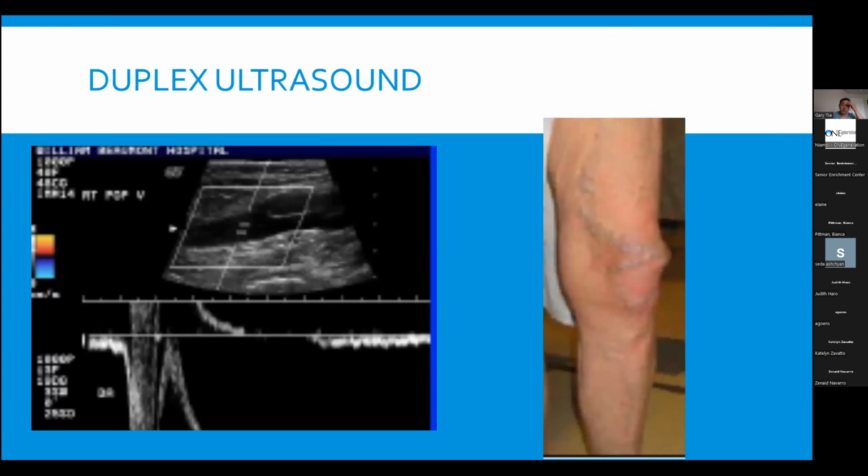Again, we make the diagnosis with ultrasound. We look at how long the reflux time is, and we look at the diameter of the veins. Those clue us into venous reflux as the cause of symptoms of heaviness, itching, aching, and ulcers of the leg. Because there are other things that can cause those symptoms, but the history, the physical exam, and the ultrasound ultimately provide all the information for us to make the diagnosis of chronic venous insufficiency.